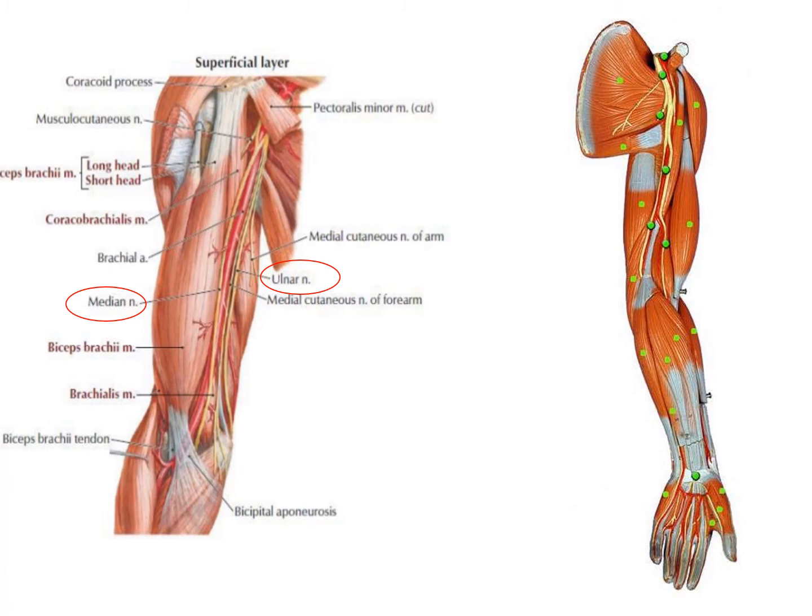If we look at this image and we take a look at some of the major nerves of the upper limb in relationship to the muscles, right? You can see that we have the ulnar nerve.